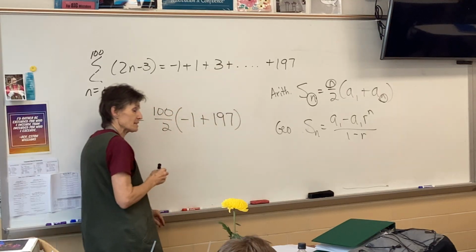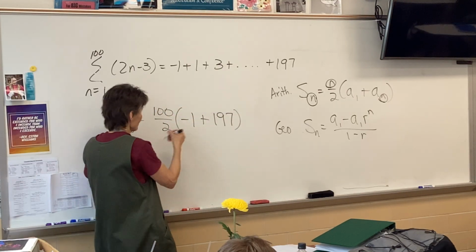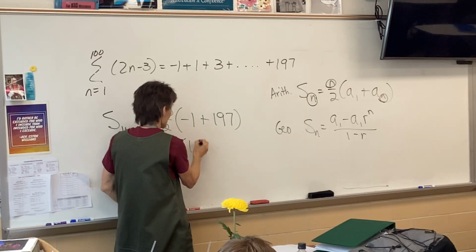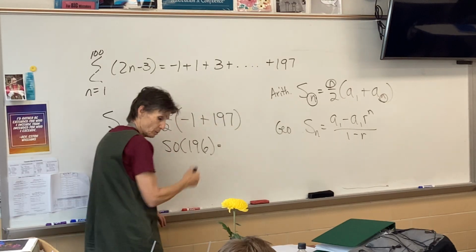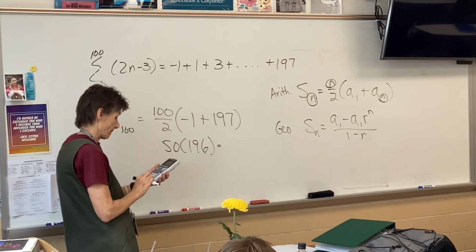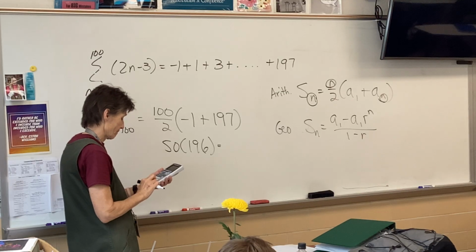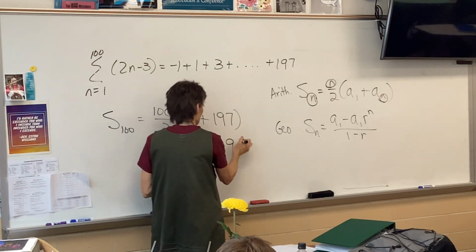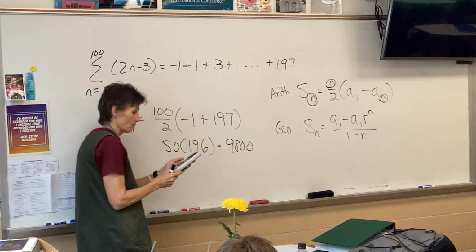So remember how this seemed like it was gonna take forever? We've got what, 50 times 196, that's gonna be our answer, whatever that is. 9,800. Pretty cool, huh?